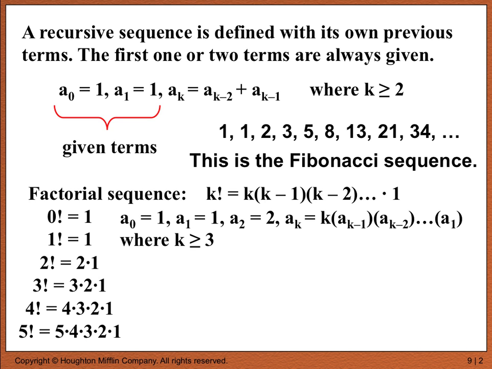For example, for 3, which is the minimum k that we're going with here, k greater than or equal to 3, a sub 3 equals 3 times a sub 2, because 3 minus 1 is 2, and a sub 2 is 2, times a sub k minus 2, and a sub k minus 2 is a sub 1, because 3 minus 2 is 1. And in this case, a sub 1 coincides with the endpoint. And so the answer is simply 3 times 2 times 1.